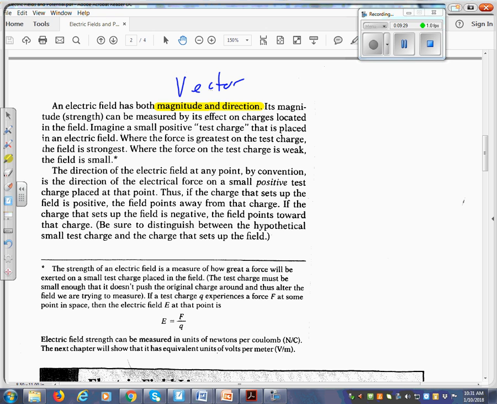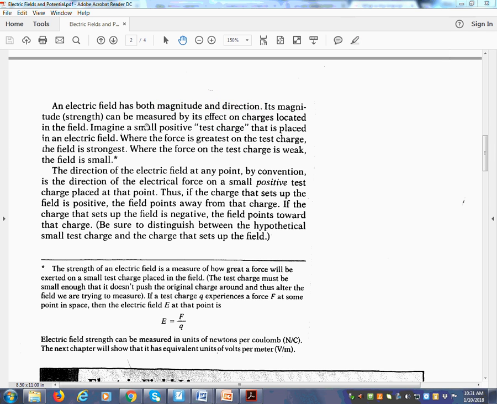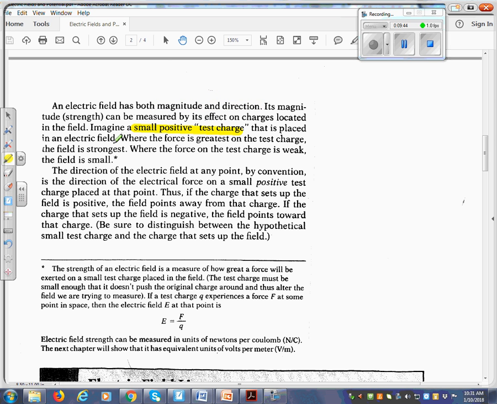Its magnitude or strength can be measured by its effect on charges located in the field. Imagine a small positive test charge. This idea of a test charge is important. A small positive test charge is placed in an electric field. Where the force is greatest on the test charge, the field is strongest, and where the force on the test charge is weak, the field is small.